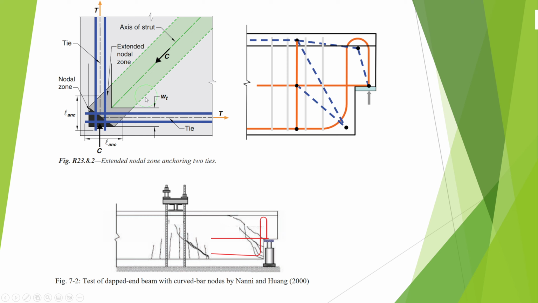By the way, this is an example of this also. This picture can be found in ACI 318-19 in chapter 23. Here is the vertical tie and the horizontal tie, but they are both independent from each other, so we have to satisfy the anchorage requirements independently. But here, what we did is connect the vertical tie with the horizontal tie to form a curved bar.